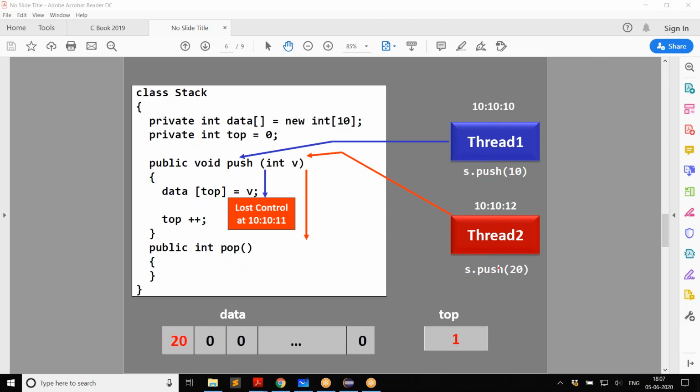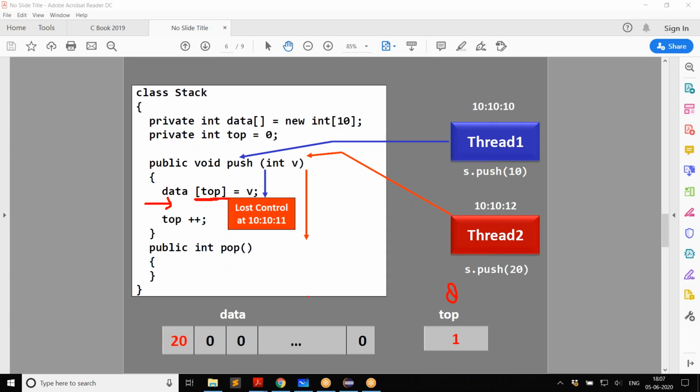The object is referred to using S. Now thread 2 is trying to push 20 and it doesn't know anything about what's happening with thread 1. So when it says push 20, it enters into it. But if you remember the scenario, thread 1 already entered into push, did not complete the task, and lost control after the first statement. Now thread 2 is entering and it proceeds and places V, which is 20, at top, but the top is still 0. When it enters, it was still 0 because top was not incremented by the previous thread. So top is still 0 and at that position 20 is placed.